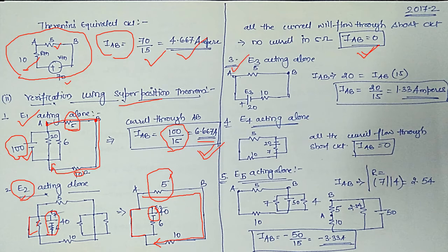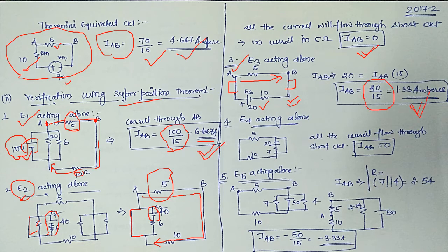E3 is acting alone. So look at here guys, the rest of all the sources will yield short circuiting, because those voltages are in a single branch, hence they will short circuit and will finally yield this equivalent model. From here you can easily identify the current flowing in this AB branch in this direction, A to B. That is 20 divided by 15, which is 1.33 amperes. This is 1.33 amperes.